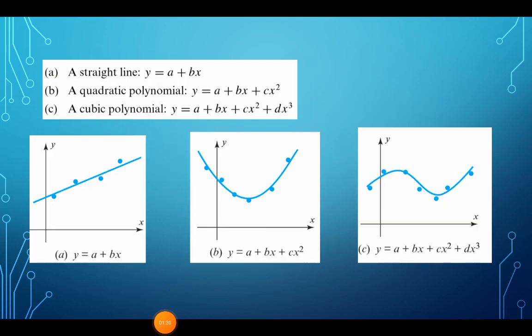For example, we have three examples of the model. A straight line where y equals a plus bx. For figure B, this is a quadratic polynomial where y is equal to a plus bx plus cx square. And figure C shows a cubic polynomial y equals a plus bx plus cx square plus dx to the power of 3.